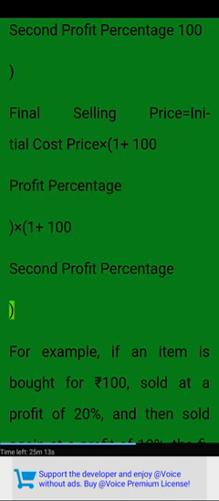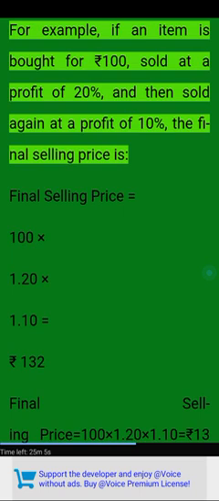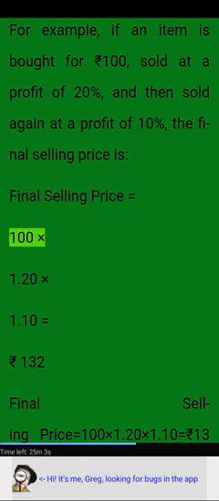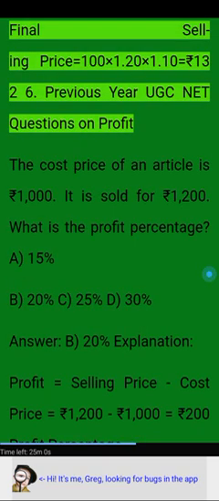For example, if an item is bought for 100 rupees, sold at a profit of 20%, and then sold again at a profit of 10%, the final selling price is 100 times 1.20 times 1.10 equals 132 rupees.